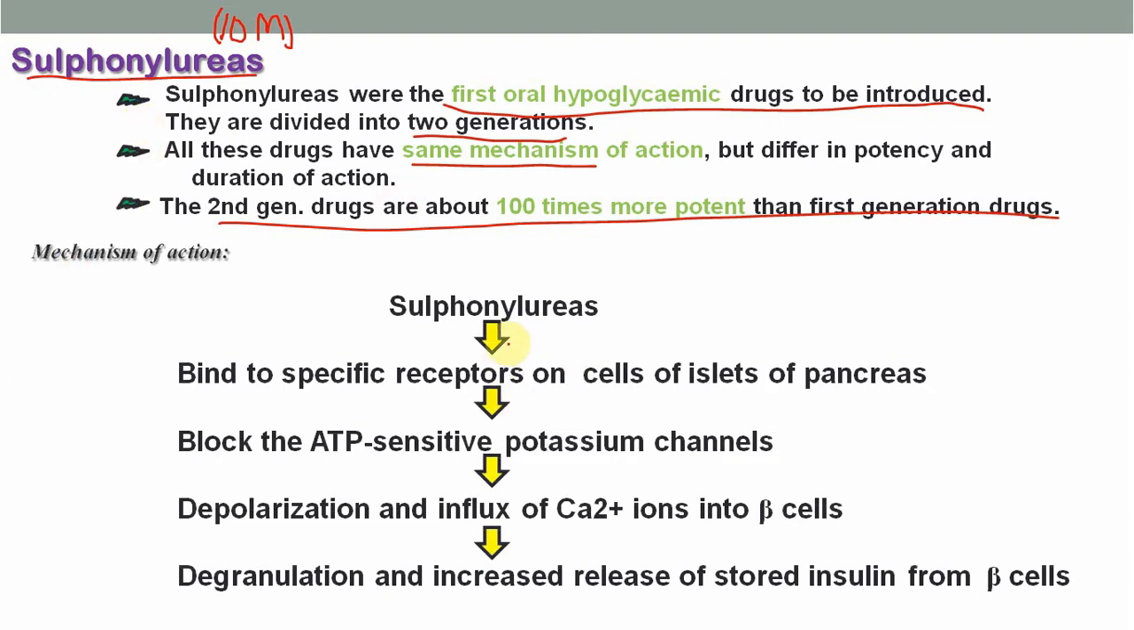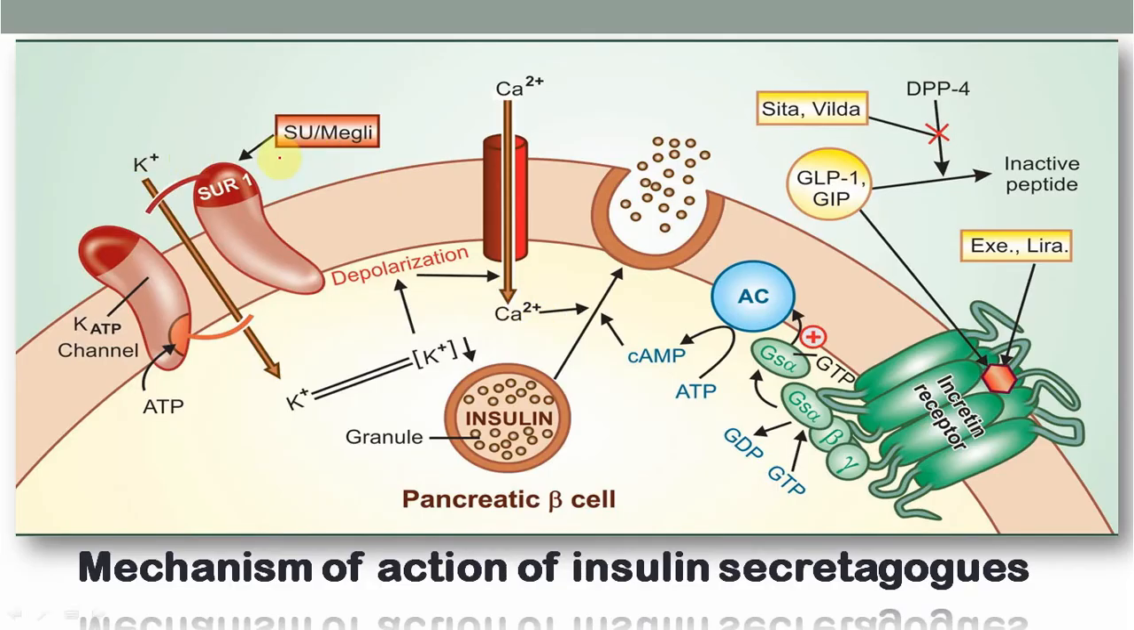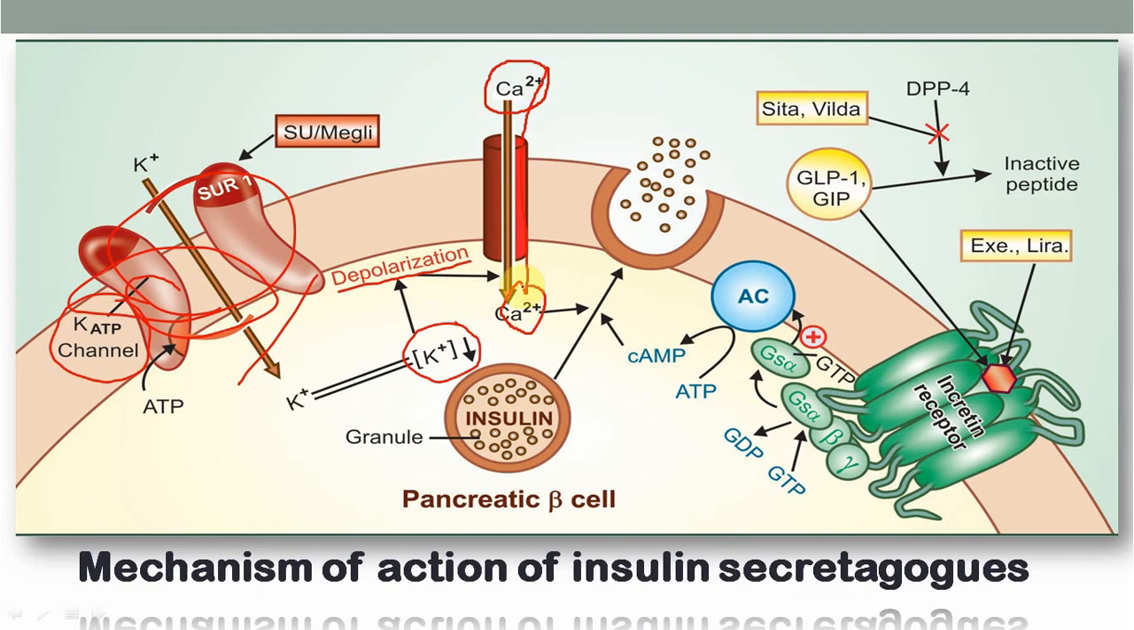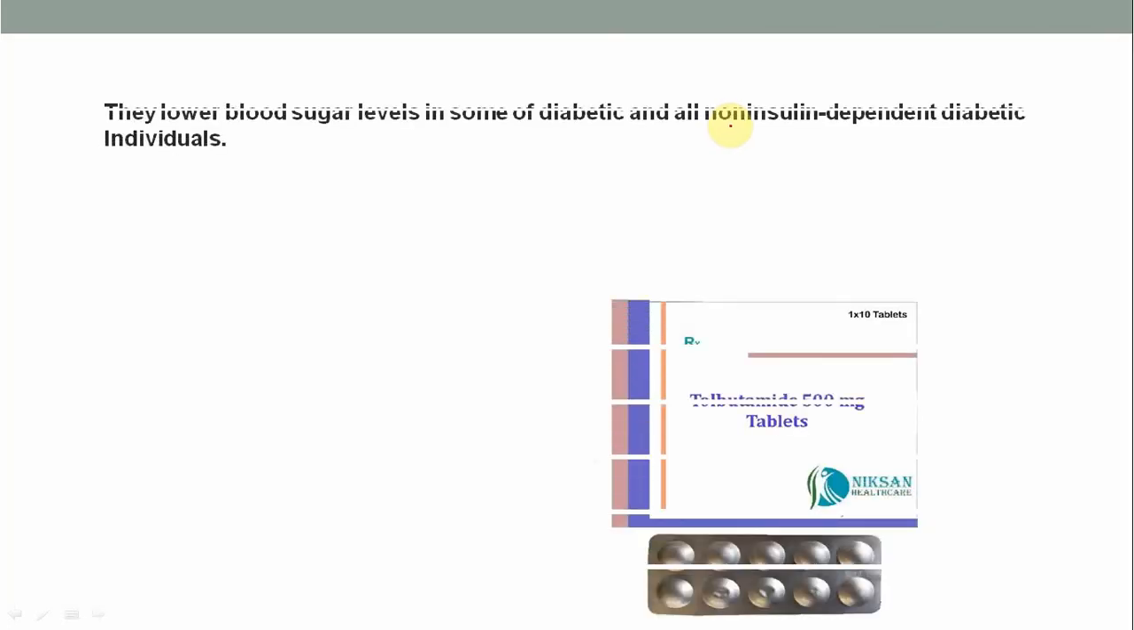Mechanism of action: sulphonylureas directly act on the beta cells of the pancreas. They bind to specific receptors, the ATP sensitive potassium ion channels or KATP channels, which results in their blockage, and there is a reduction of potassium ion efflux from the cell resulting in depolarization. This results in the influx of calcium ions into the beta cells that leads to degranulation and increases release of the stored insulin from the beta cells.